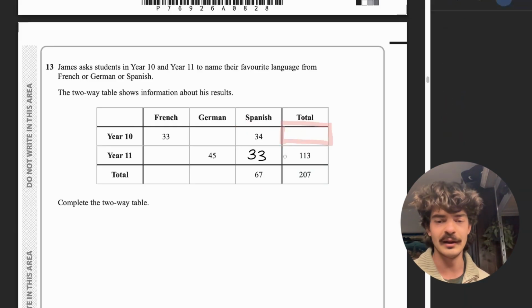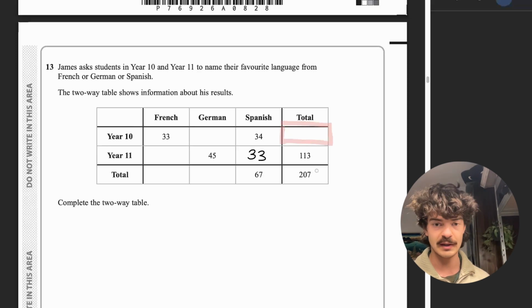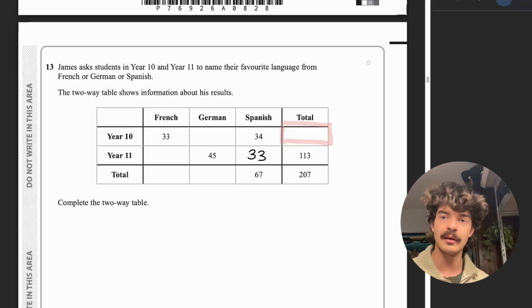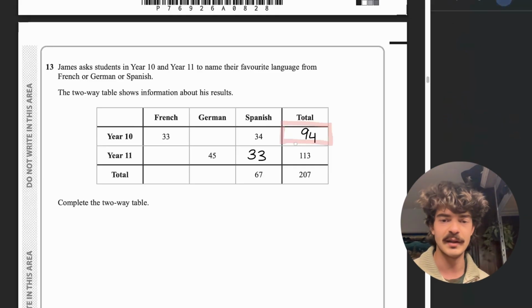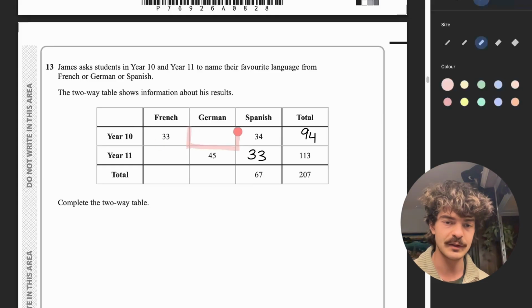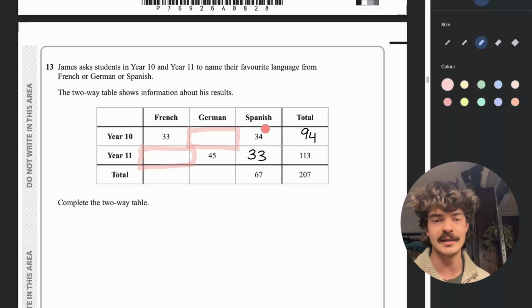But equally over here, notice that we've got the total of Year 10s plus the total of Year 11s gives the total students all together. So we can also work out that one. 207 minus 113 gives 94. And wonderfully, both of these moves have opened us up to find the German and French-speaking people there. So let's start with the top one.